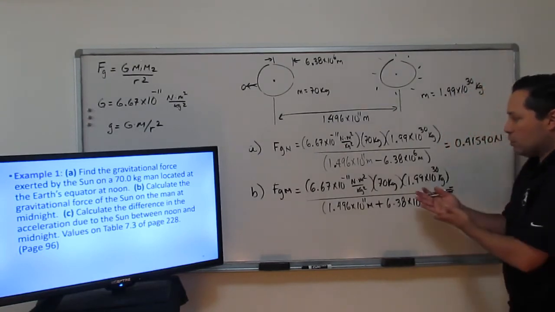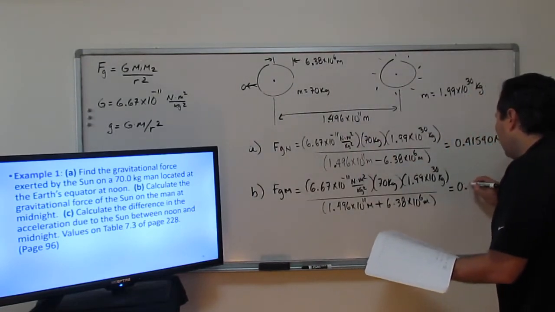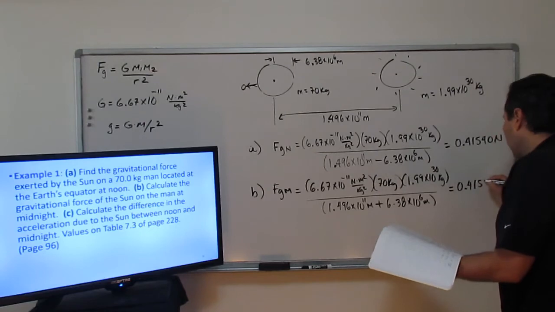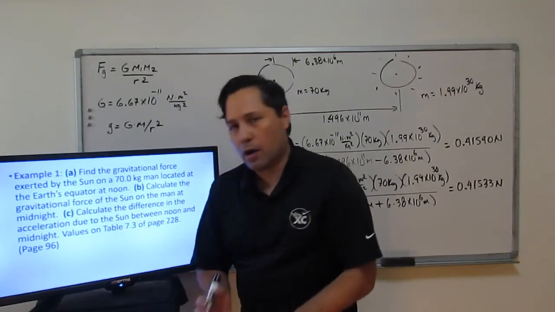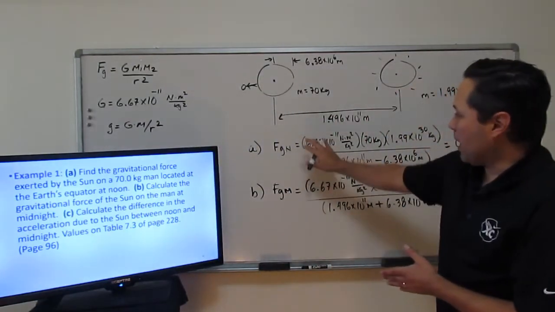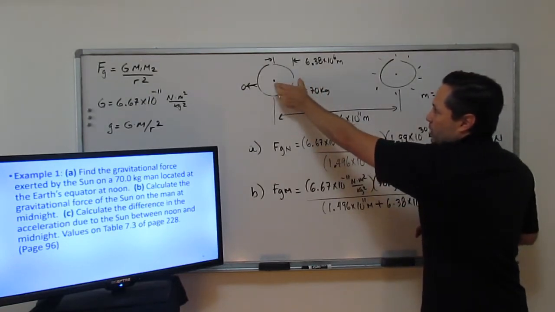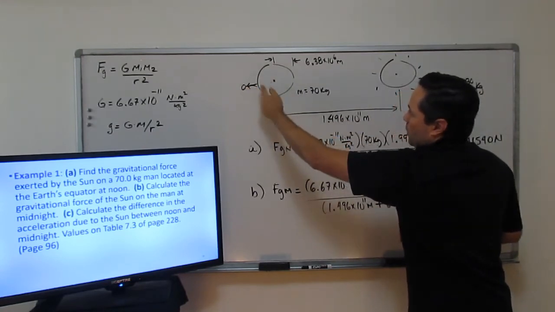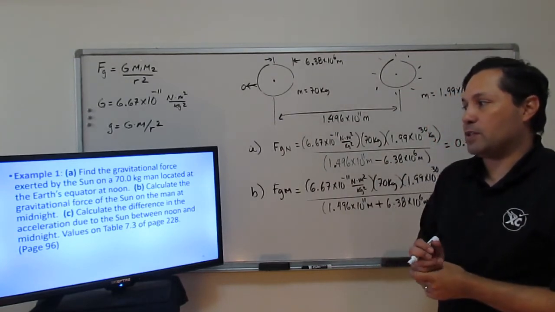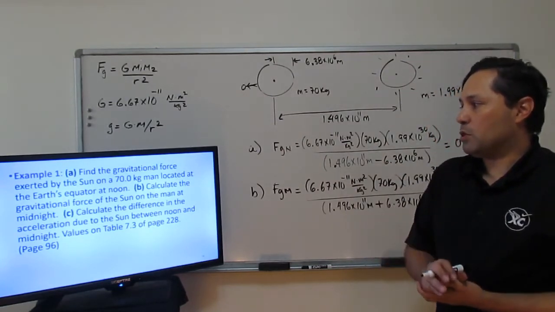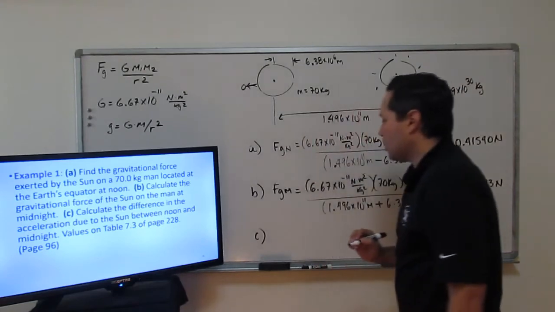Okay, so you go ahead and you plug all of those values into the calculator. And for part B, our answer is 0.41533 newtons. Okay, so that is our value. Alright, so part A and part B are more or less the same, just the difference is we subtracted. For A, the man was closer, so we subtracted that distance. On B, the man was further away, so we added that distance, and that's the only difference between A and B. In part C, they ask you to calculate the difference in the acceleration due to the sun between noon and midnight.